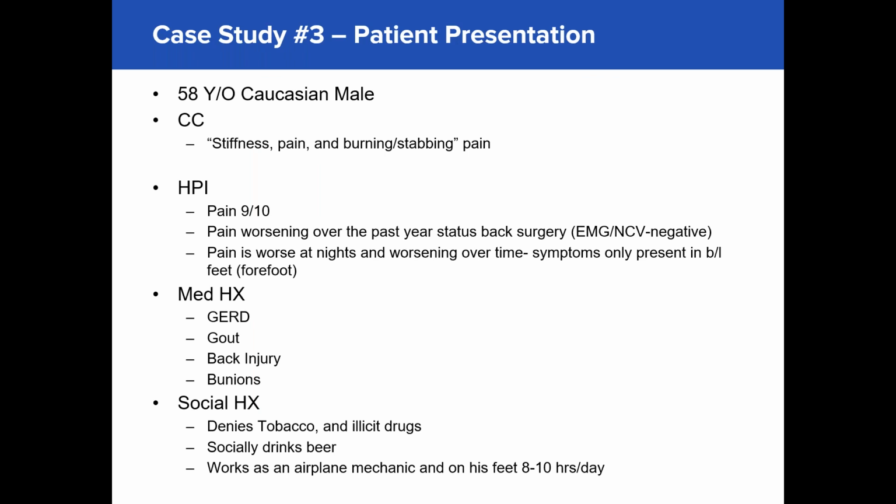So here's our case study number 3. It's a 58-year-old Caucasian male with stiffness, pain, burning, and stabbing in the big toe joints. His pain level was rated at a 9 out of 10. His pain was worsening since he had back surgery about a year ago, and he had a negative nerve conduction study. His pain was worse at night, worsening over time, and was in the bilateral feet at the forefoot level. He does have a history of gout, back injury, bunions, as well as reflux disease.